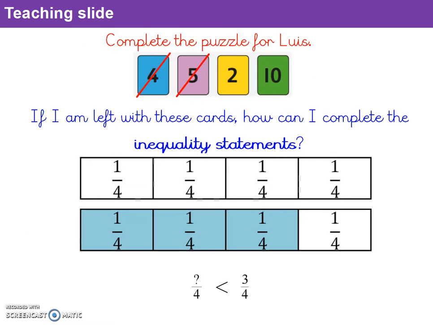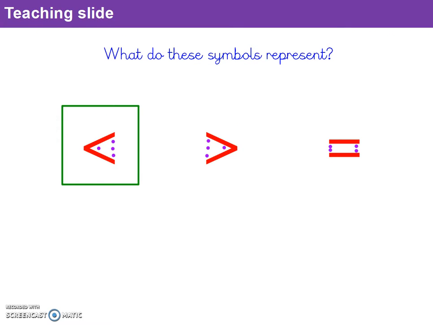So now we're going to look at these quarters. Now we know we got rid of the 4 and 5, so we've got the 2 and the 10. So our biggest question here is, what does the symbol represent? Does that symbol represent greater than, less than, or equals to? And if you remember from our last session, we used the dots to help us recognize these symbols. So our first one, in the green square, we can see that that is less than: 1 is less than 3. Our second symbol is greater than.